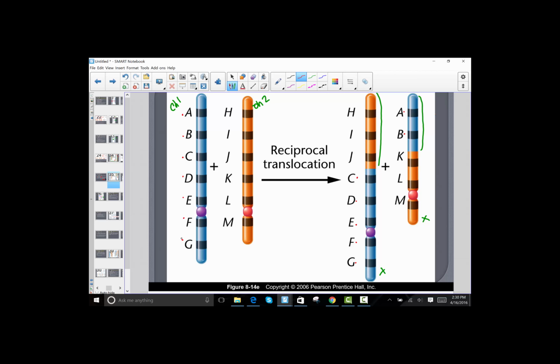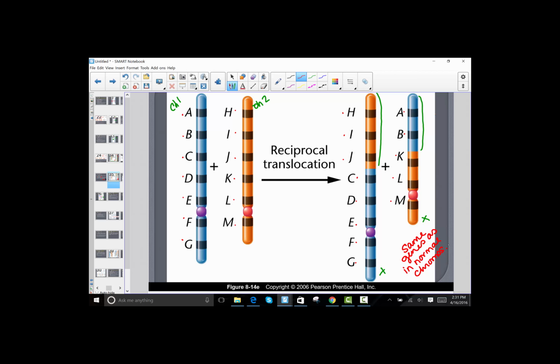And they also have H, I, J, K, L, and M. Same thing over here, H, I, J, K, L, and M. So they have the same genes as in the normal chromosomes. They just aren't carried now on the same chromosome.